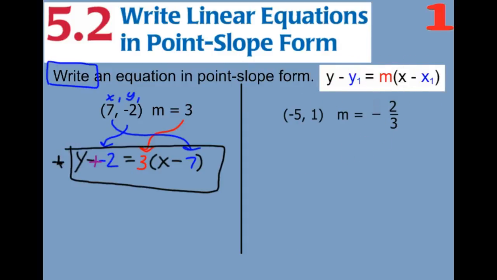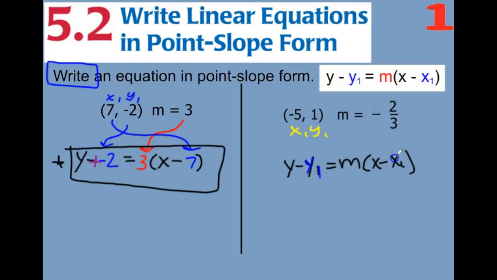Let's try another one. I'm going to first label my point, x, y. This is my 1 point that I have. And we know m is our slope. We're going to plug that in for m up here. So if you would like to write this whole equation out, y minus y1 equals our slope, x minus x1, you can, and then we're just going to plug in my x's and y's.